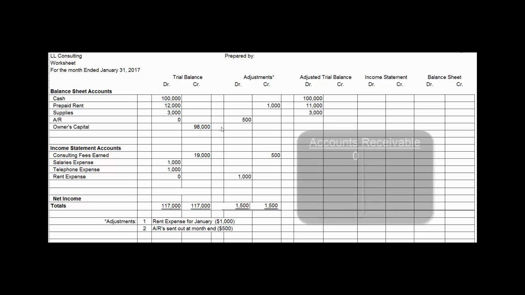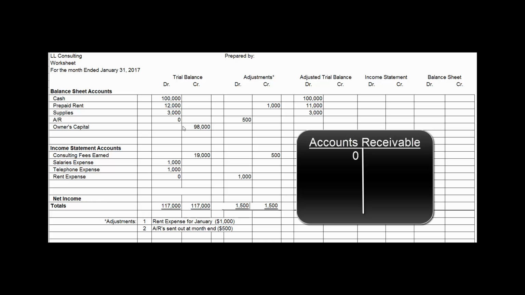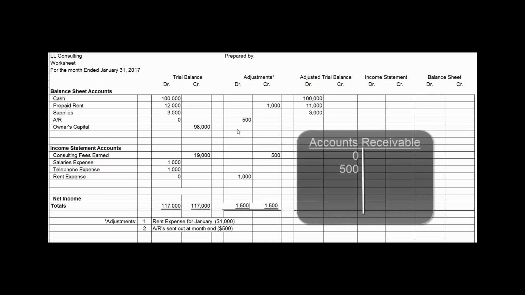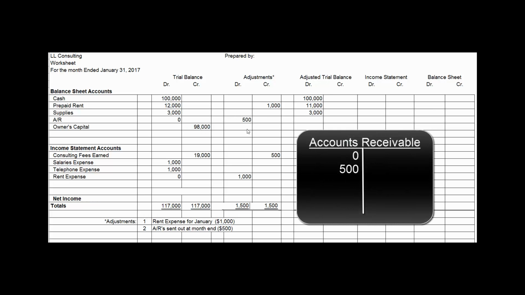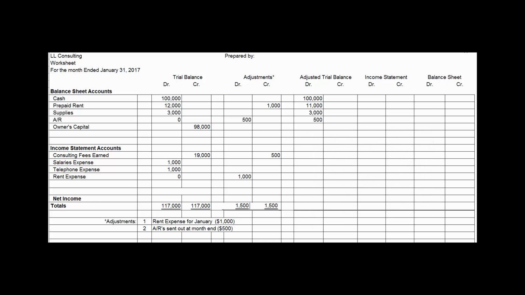What happened to accounts receivable? It had a 0 balance at the trial balance level, and then we debited it for $500 to accrue for that earned revenue, so now it has a $500 debit balance. In this example, nothing happened to owner's capital, so its $98,000 credit balance carries over to the adjusted trial balance.